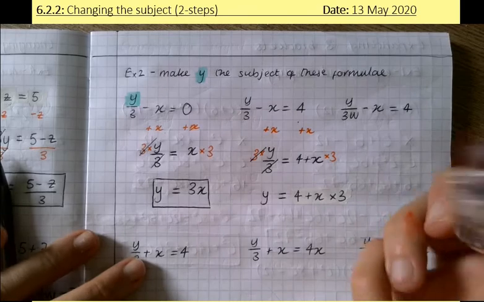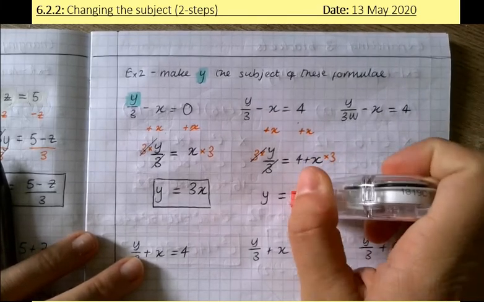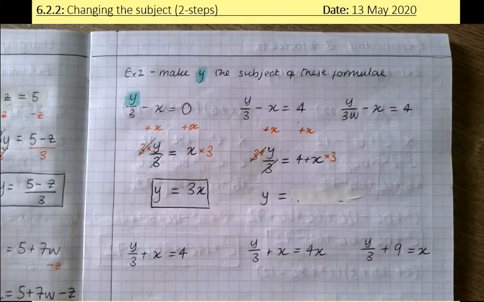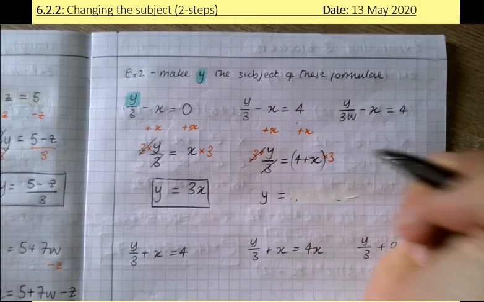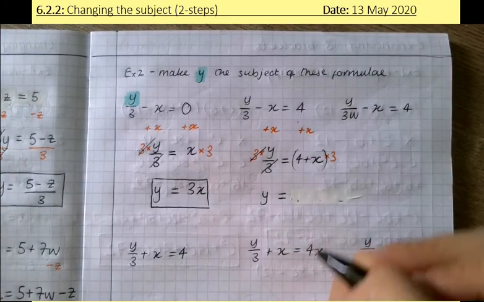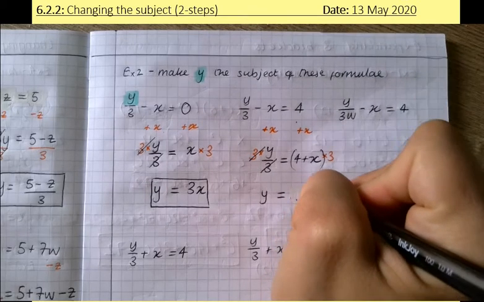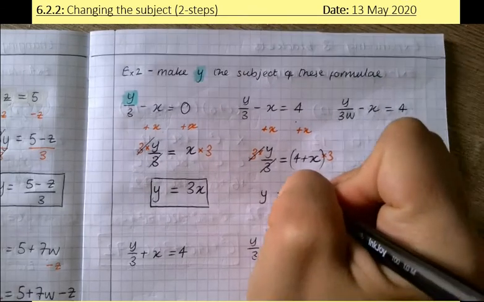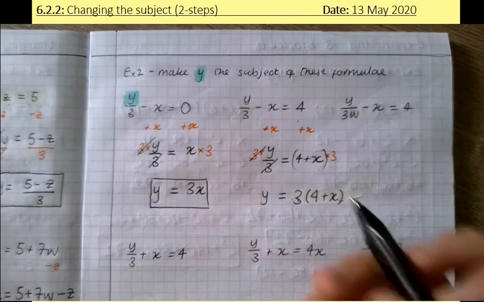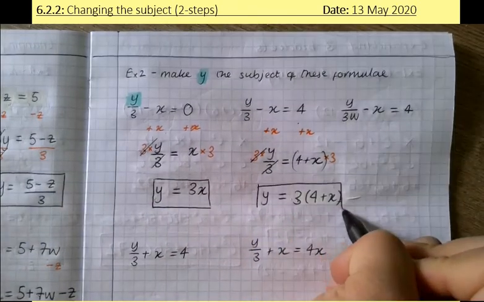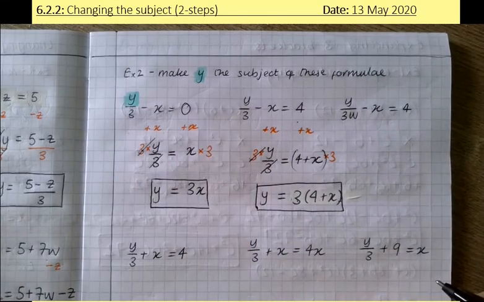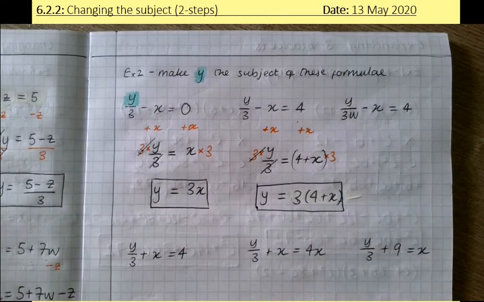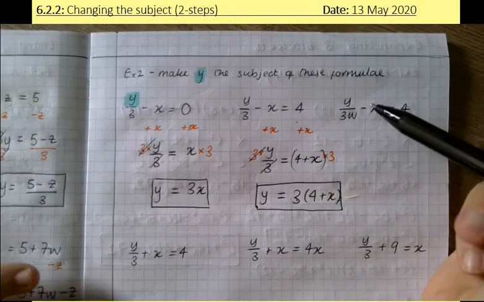So this is where I need to use brackets. And we've used these before in rearranging. We need to multiply all of this by 3. So my answer is going to be all of 4 plus x multiplied by 3. And that is the answer. y equals 3 times 4 plus x. And you can multiply out the brackets if you want to get 12 plus 3x. y equals 12 plus 3x. But I'm not going to do that. So, next one.